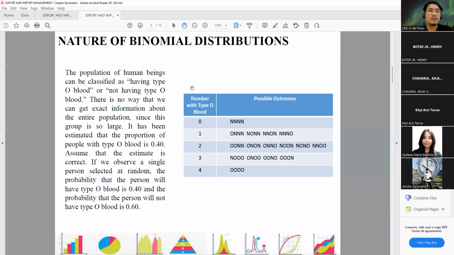So it has been estimated that the proportion of people with type O blood is 0.4. So you see, napakalaki, 40% of all the population are blood type O. Assume that the estimate is correct. If we observe a single person selected at random, the probability that the person will have blood type O is 0.4, and the probability that the person will not have blood type O is 0.6, meaning blood type A, blood type B, and blood type AB.